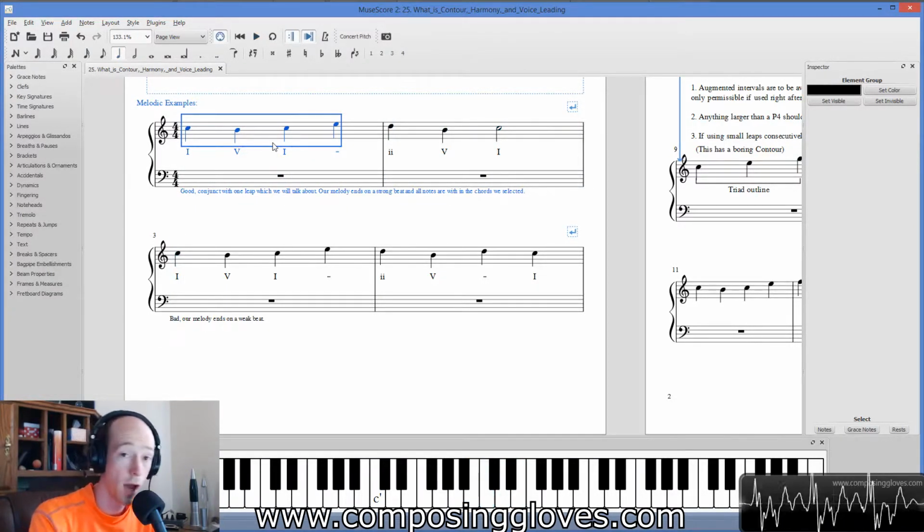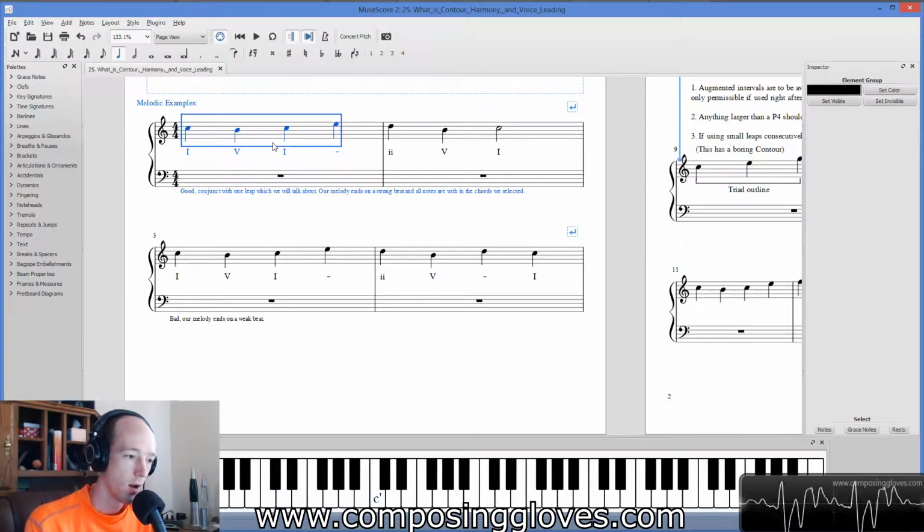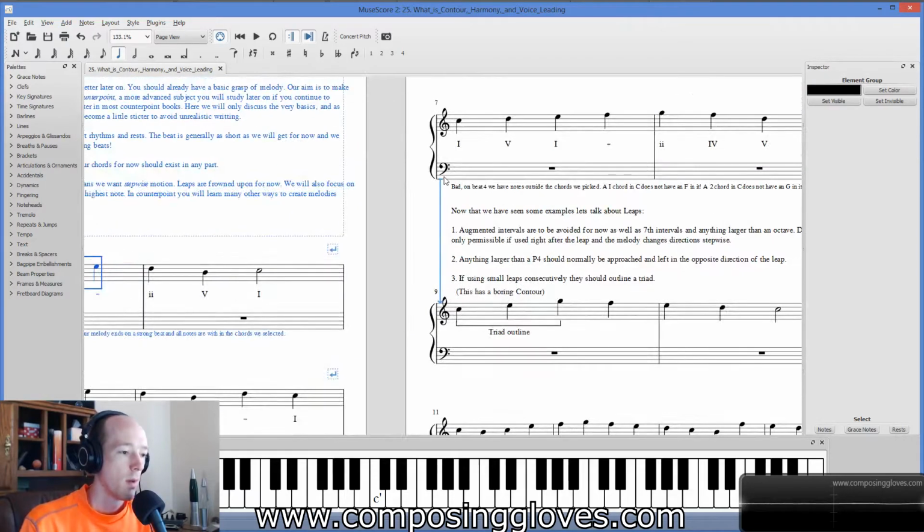You see how much more final that one sounds? So we're also sort of writing to sound done. We'll talk about writing to not sound like we've finished our song later. So, okay, cool. Melody ends on a weak beat.